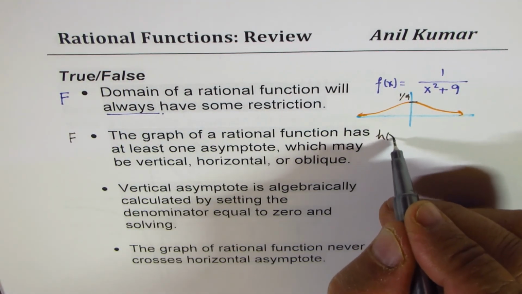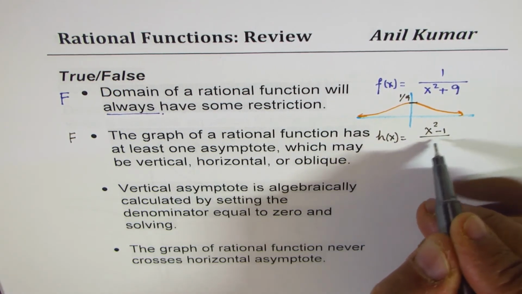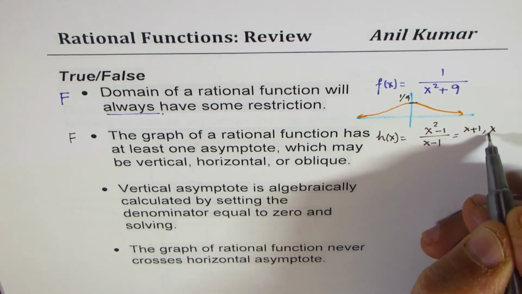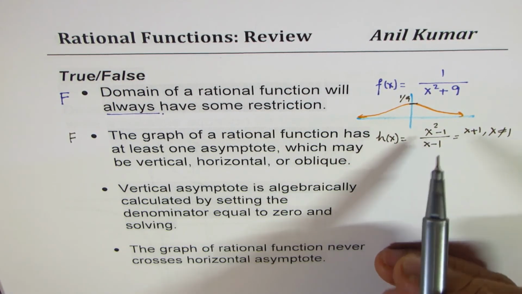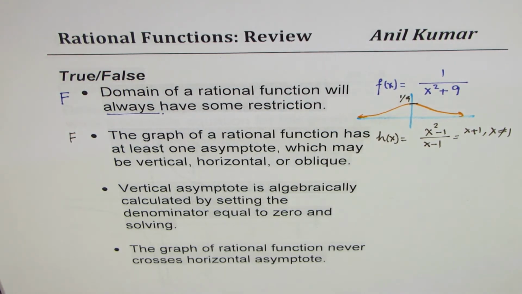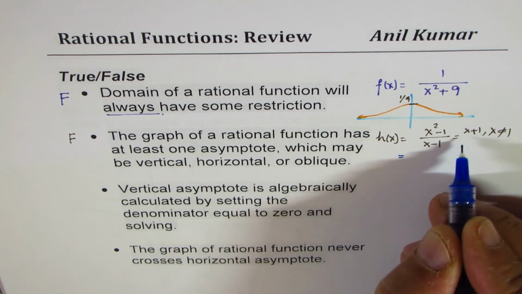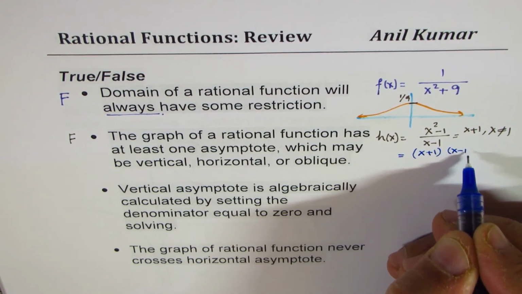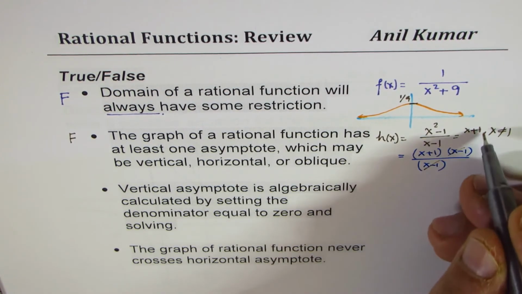We had an example saying that h of x is equal to, let us say, x squared minus 1 over x minus 1. Now this could be written as x plus 1 where x is not equal to 1, correct? In this particular equation, the numerator factorizes to x plus 1 times x minus 1. We get a hole, right? So it could be written as x plus 1 times x minus 1 divided by x minus 1, right? So x minus 1 cancels, giving us a hole.